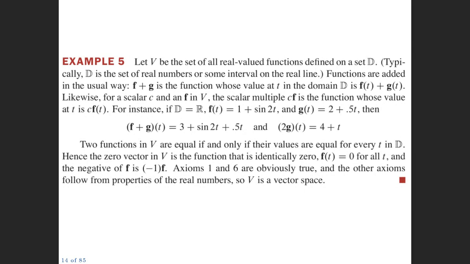So, for example, if our domain is the whole real numbers, and if f is the function 1 plus sine 2t and g is the function 2 plus 0.5t, we can add them together to get 3 plus sine 2t plus 0.5t, or we could multiply g by the number 2 to get 4 plus t. The set of all functions of this type satisfy all 10 axioms, so that proves that this set V is a vector space.